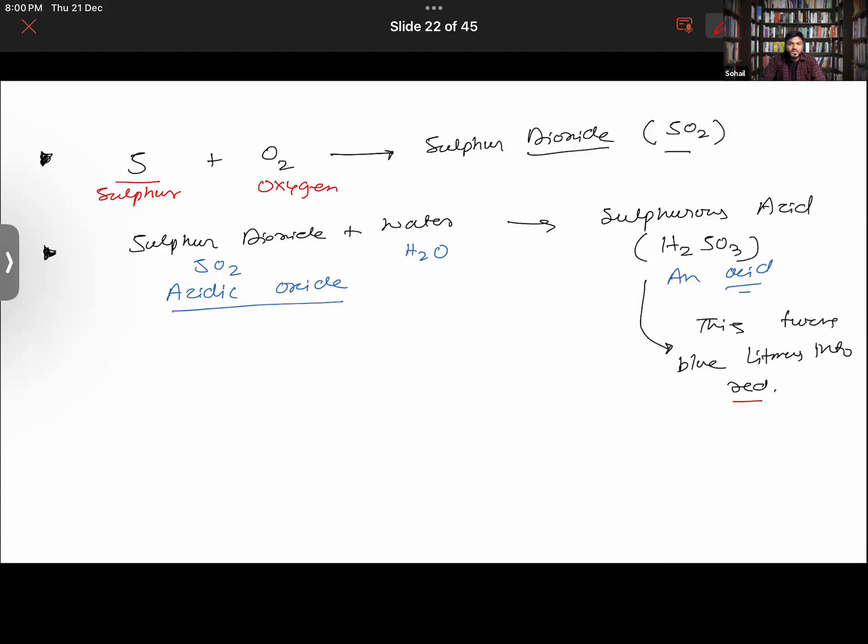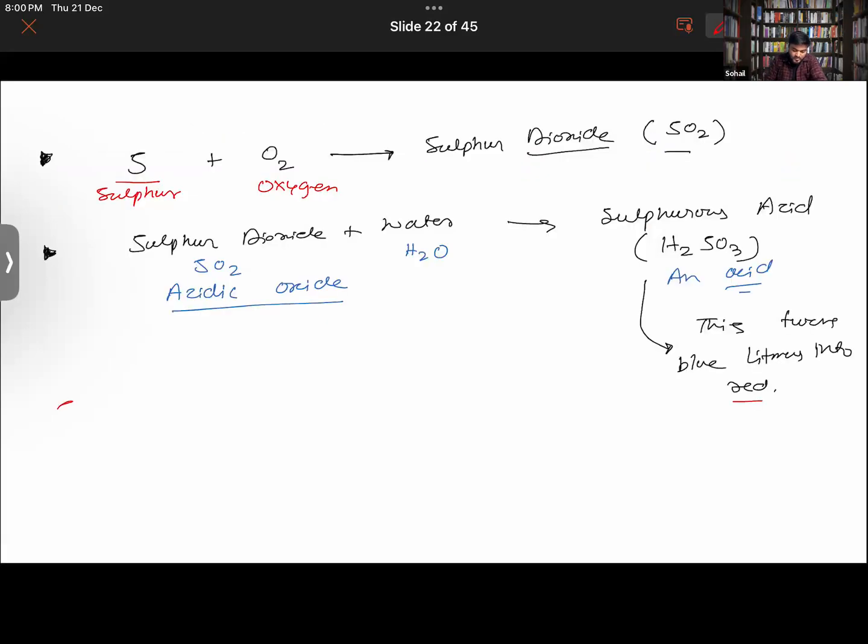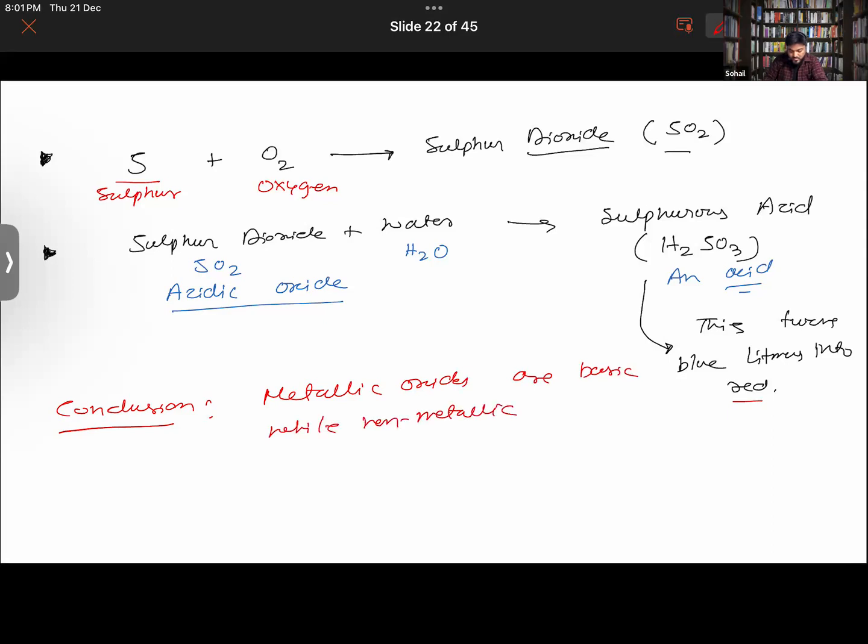All right now. So the conclusion is that metallic oxides are basic in nature while the non-metallic oxides are acidic in nature. Hope everyone got this. So the conclusion here was that metallic oxides are basic while non-metallic oxides are acidic.